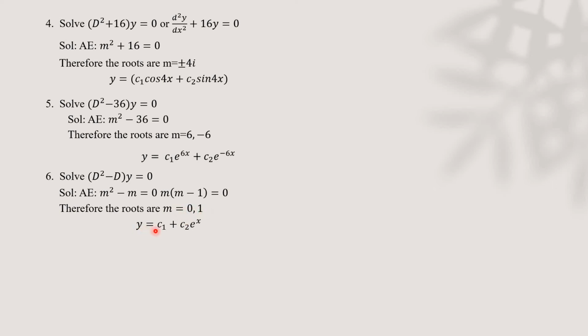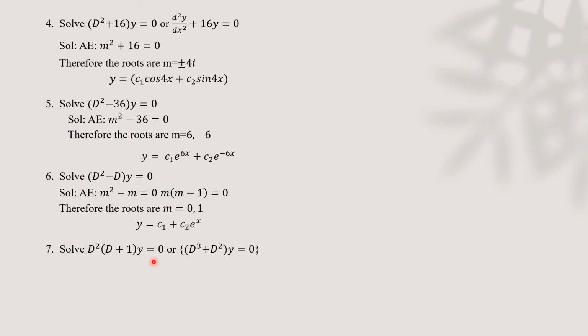Therefore, the solution is y equal to c1 e power 0x plus c2 e power 1x. E power 0x, a real value raised to the power 0, is 1. That's why it is just c1 into 1, which is c1. And c2 e power 1x is just e power x. When you come to another problem, it is also very important.